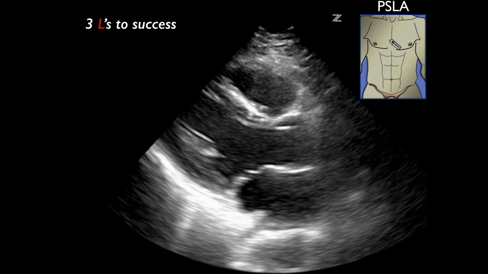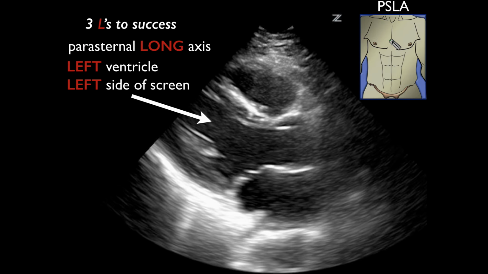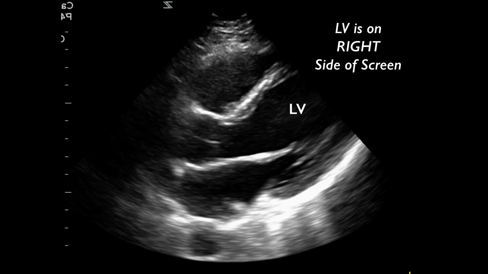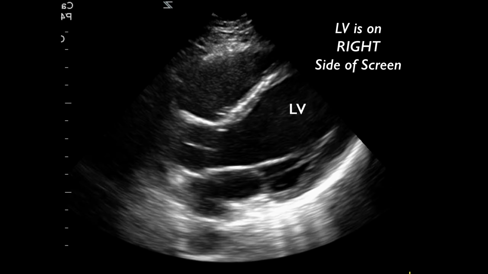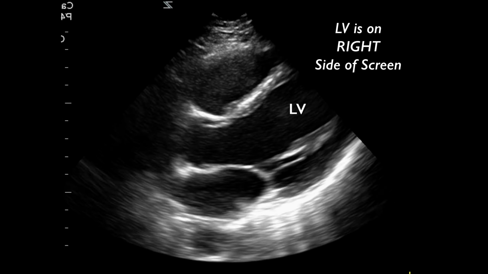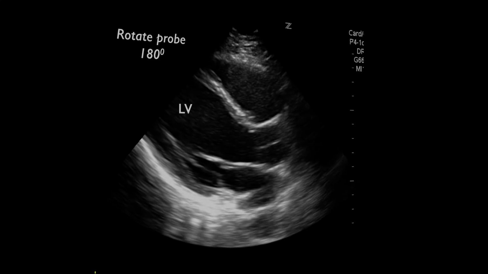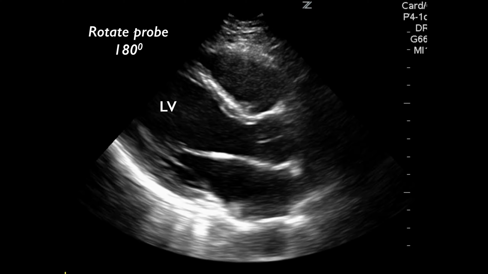If you don't really remember that, or you don't like memorizing things, you can remember the 3 L's to success. For the peristernal long axis view, the left ventricle will always be on the left side of the screen. So if you ever see an image where the left ventricle is on the right side of the screen, you know that you just need to flip your transducer 180 degrees, and it will look like this. So rotate 180 degrees.